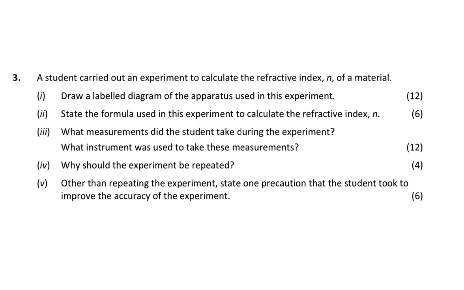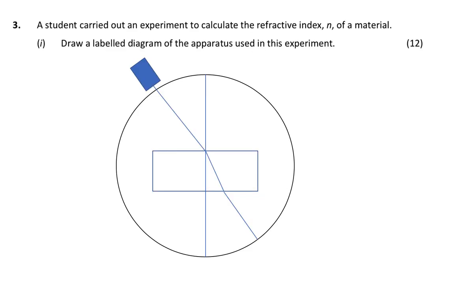So then, I have a diagram over here, so let's just put in the labels. The first one is we need to have a light source, because this is an optics experiment. We can say that this is either a laser or a light box, or even just a light source.